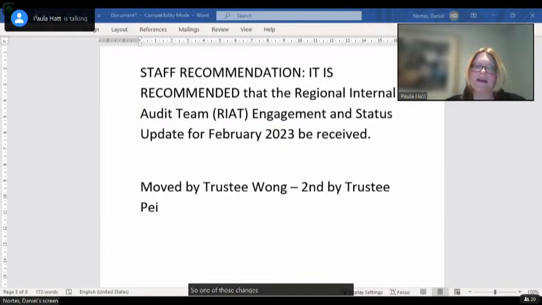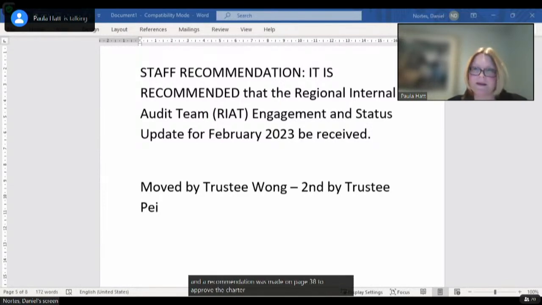One of those changes was that we previously called this document the mandate, but in order to align ourselves with the internal audit professional body, we're calling it the charter now. Further, there was an additional amendment made that is specific to our region. That's on the bottom of page 47, and it reflects that we have a coordinating and steering committee in place, made up of members of each of our 6-member boards to help oversee the RIAT. So this is just to reflect that we do have something additional in our region. Any updates since the previous version have been tracked in the version included in the agenda package. And a recommendation was made on page 38 to approve the charter, which must then be signed.